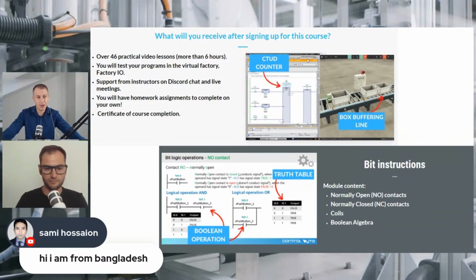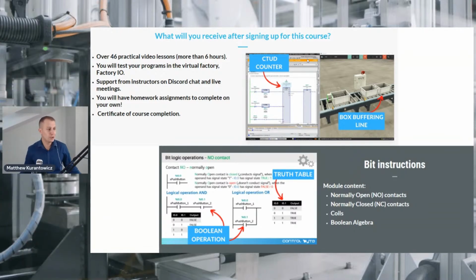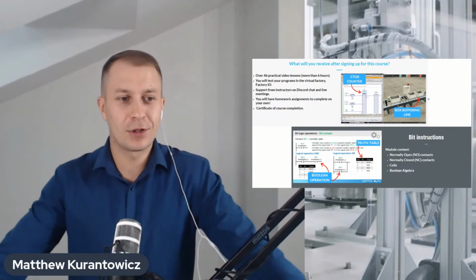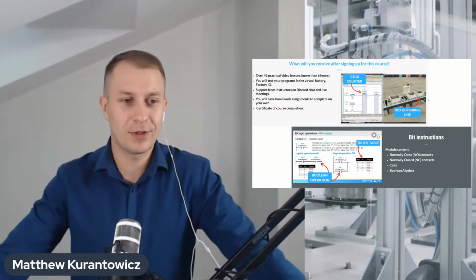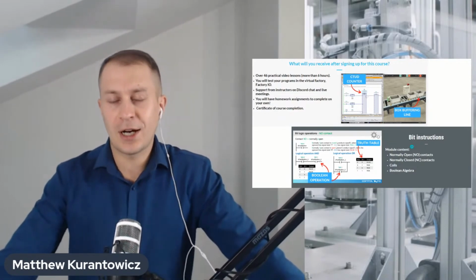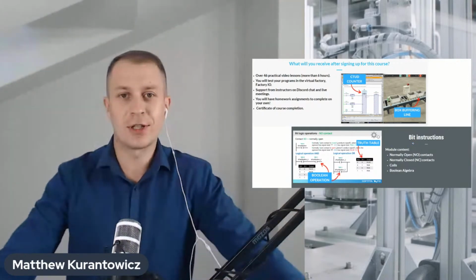And the best part of our course is that you have a homework assignment to solve on your own. We will give you a programming task to solve, and some tips, and you need to create a program for that. What's more, after the premium course, you will get a certificate of completion, and you will start from the simple instructions like bit instructions.